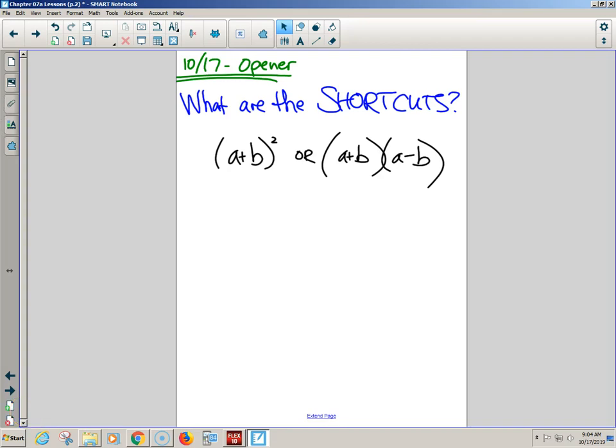Big picture, we are multiplying binomials. Binomials are polynomials with how many terms? 2, right? So we're multiplying polynomials with 2 terms. How do I know we're multiplying?